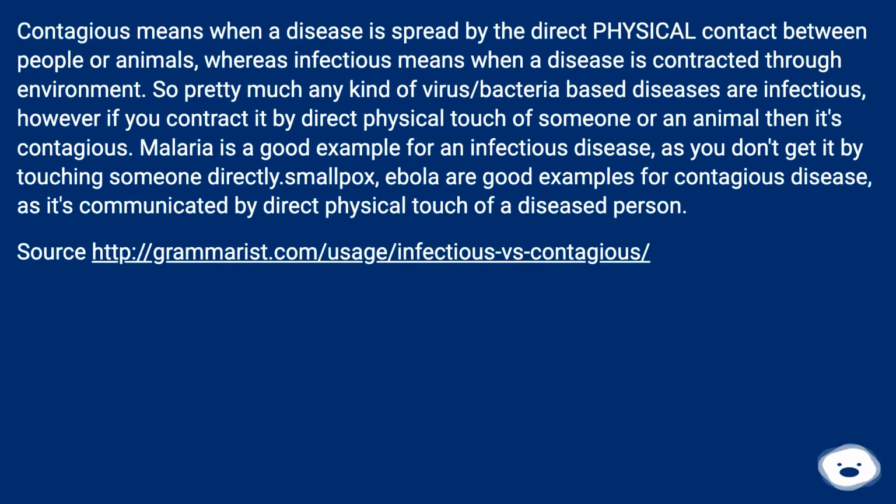Contagious means a disease is spread by direct physical contact between people or animals, whereas infectious means a disease is contracted through the environment. So pretty much any kind of virus or bacteria-based disease is infectious, however if you contract it by direct physical touch of someone or an animal then it's contagious.